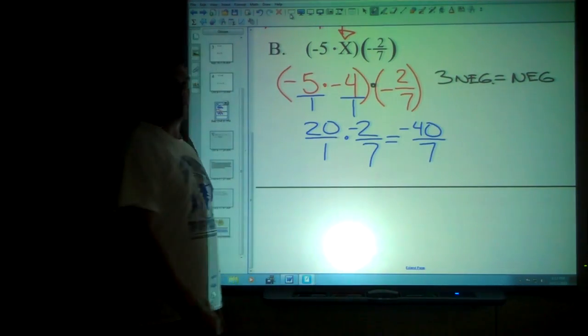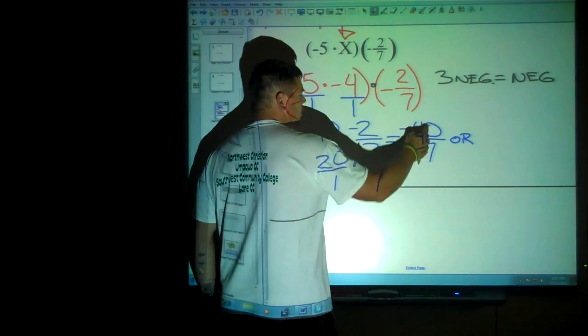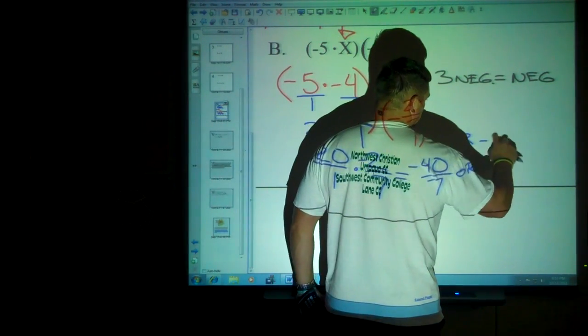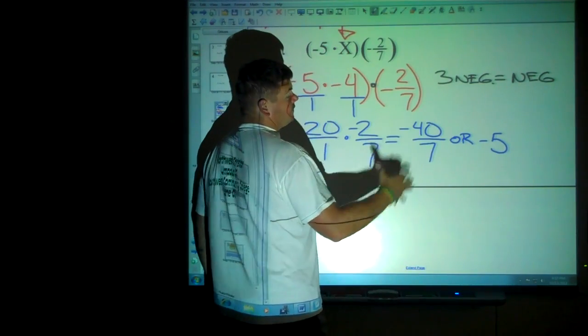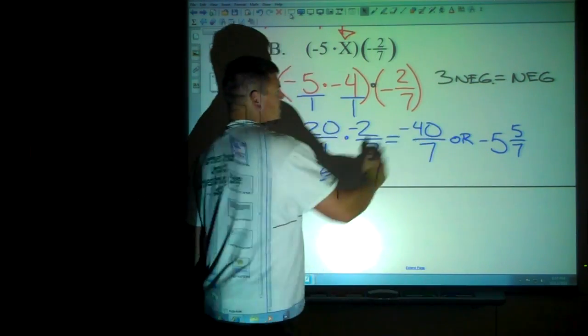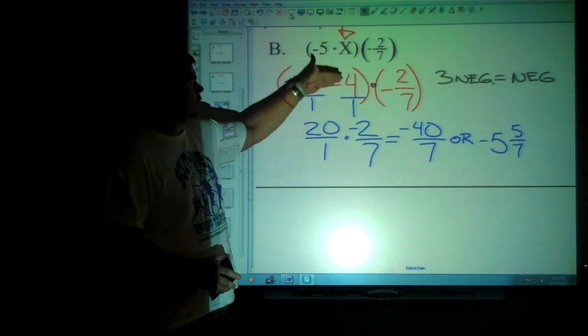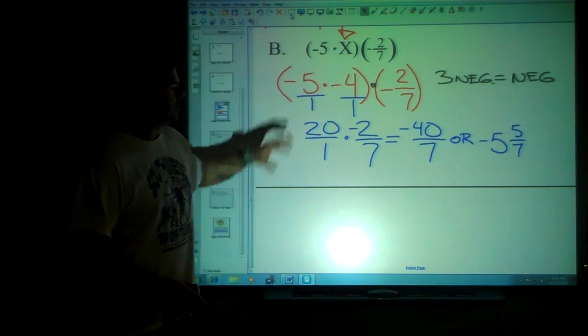You can leave it as an improper fraction, or you could convert it. 7 goes into 40 5 times, so it would be -5 with 5/7 left over. Either answer is acceptable. It's up to you. Just be cautious. You're plugging the value in, making them fractions, and then you know how to deal with it.